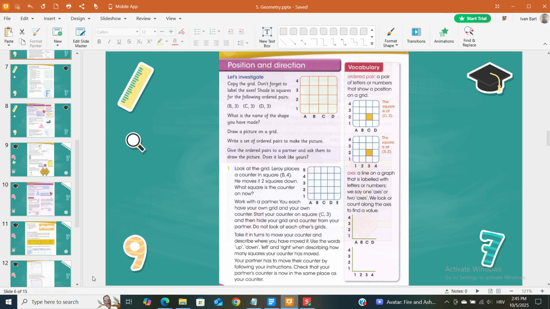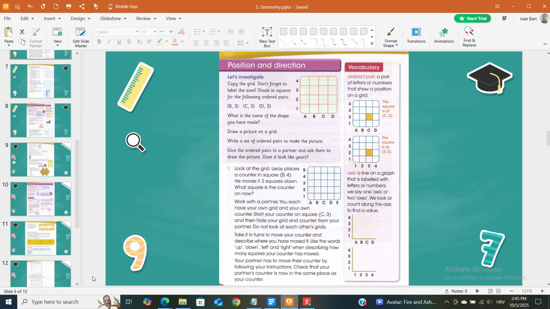2. Work with a partner. You each have your own grid and your own counter. Start your counter on square C, 3. Then hide your grid and counter from your partner. Do not look at each other's grids.